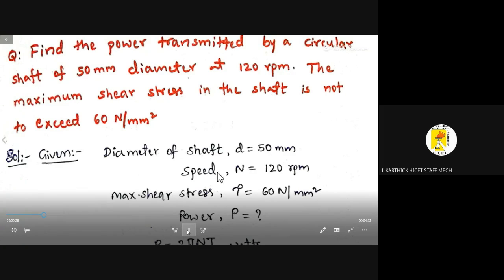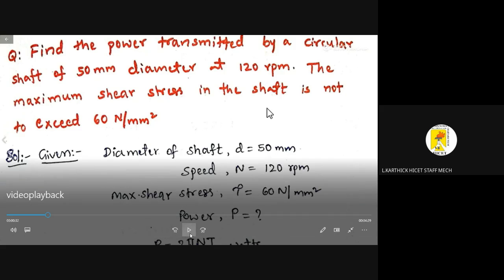So look at the question. Find the power transmitted by a circular shaft of 50 mm diameter at 120 rpm. The maximum shear stress in the shaft should not exceed 60 Newton per mm square. So the diameter of the circular shaft is 50 mm, the speed N equal to 120 rpm, and the maximum shear stress in the shaft should not exceed tau equal to 60 Newton per mm square.